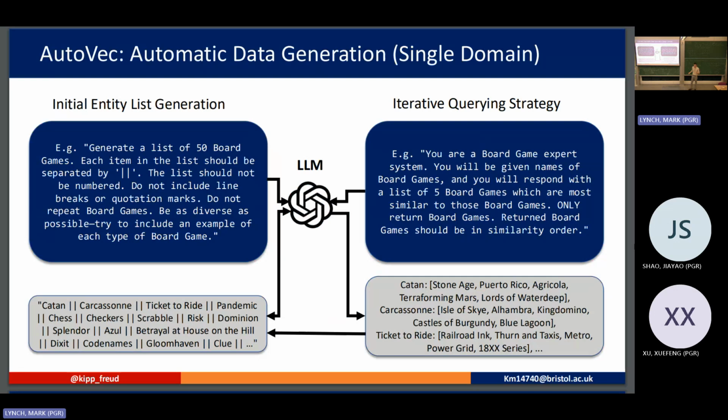The first is the automatic data generation process for single domains. And this is effectively an iterative querying strategy for a large language model. We're going to look at the example of board games. We start by asking our large language model, generate me a list of 50 board games. That will give us our initial list: Catan, Carcassonne, Ticket to Ride, etc. Iteratively, moving through this list, we'll say to the large language model, you are a board game expert. You'll be given names of board games and you'll respond with 5 board games which are most similar to that board game in similarity order.